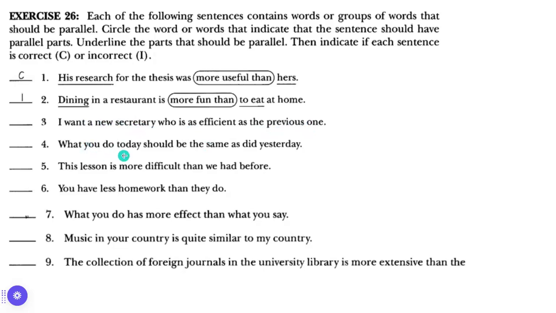What you do today should be the same as did yesterday. The correct should be what you do today should be the same as what you did yesterday. This sentence is incorrect. It is not balanced. Number 6, correct. You have less homework than they do. You have, they do.